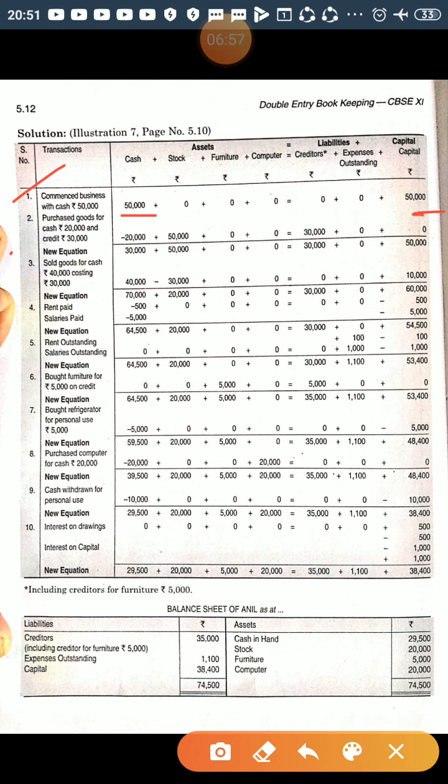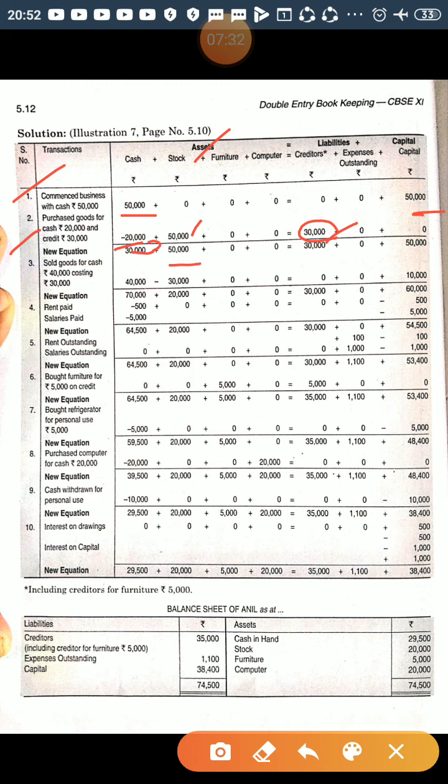Now the next transaction is purchase goods for cash 20,000 and on credit 30,000. So purchasing goods, stock is increasing, so you will write stock. Cash is decreasing because you have paid cash 20,000, so 20,000 will be deducted from the cash, and creditor will be increased by 30,000. So now the new equation is: cash becomes 30,000.